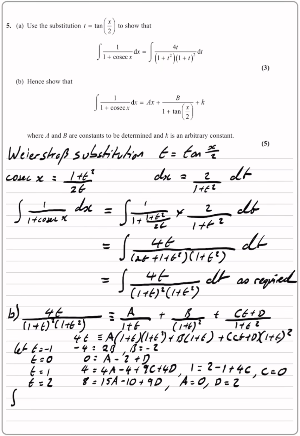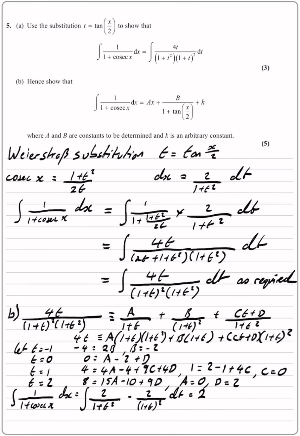So our original integral that they've asked us to evaluate, 1 over 1 plus cosec x, the integral of that with respect to x is exactly the same as the integral of, well, b is -2 and d is 2, so we'll have d over, which is 2 over 1 plus t squared, subtract b over, that's 2 over 1 plus t all squared dt.